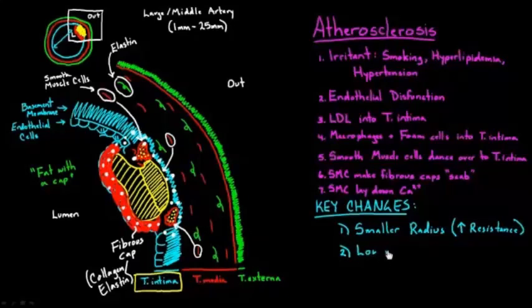So lower compliance. And that goes back to the crunchiness of the vessel, or the inability to be flexible. So lower compliance, less flexible. Just as a little reminder of what that means. So those are the big changes that you see. And the lower radius increases resistance, and the lower compliance means that it's harder for these large and middle-sized arteries to expand like a balloon every time the blood pulses through. So both those things are going to cause an increase in your blood pressure.